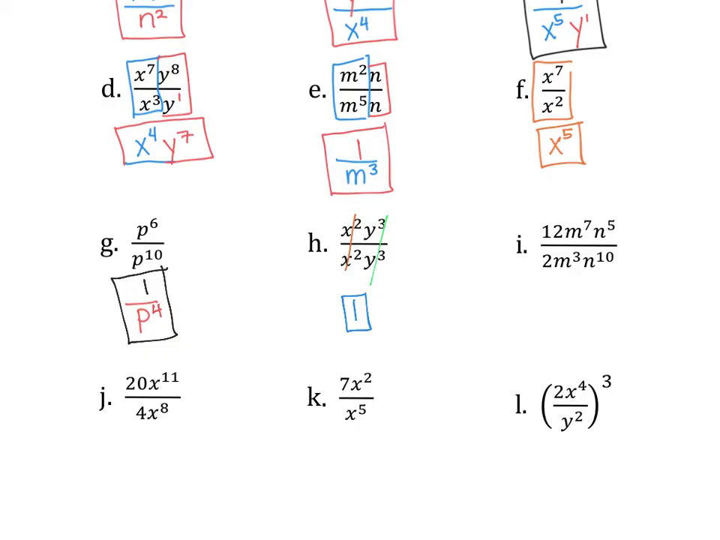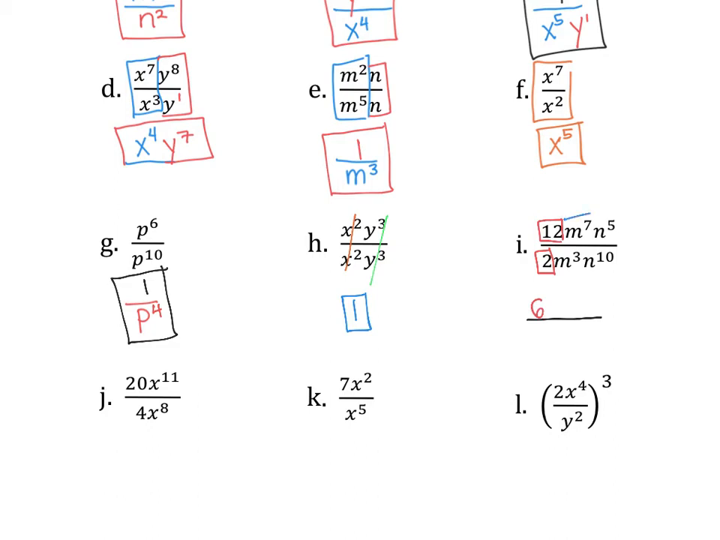Okay, for I, I have some coefficients. First I have these numbers in the front. Those are normal numbers. They don't have exponents. There's nothing weird, so I'm just going to divide them like a normal division problem. Do keep in mind where the bigger number is. 12 is bigger and it's at the top, so my answer is going to go at the top. 12 divided by 2 is 6. So I'm going to put a 6 at the top.